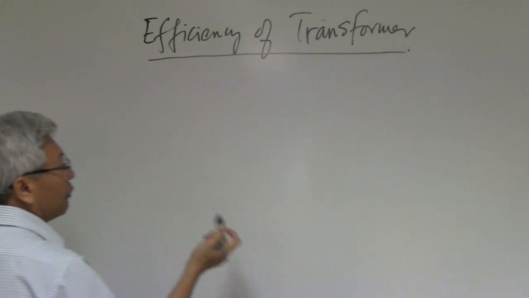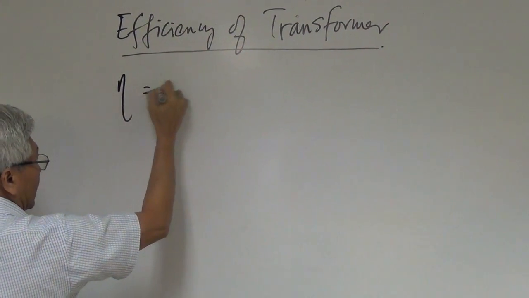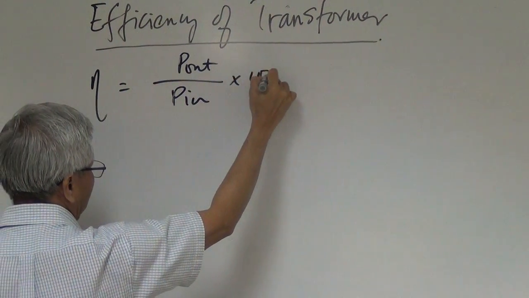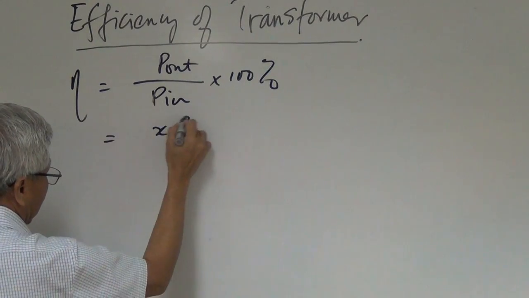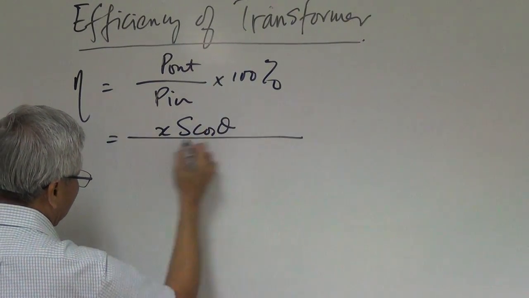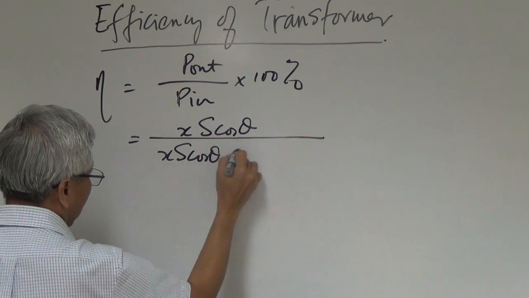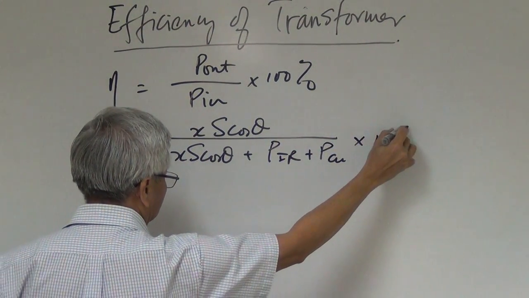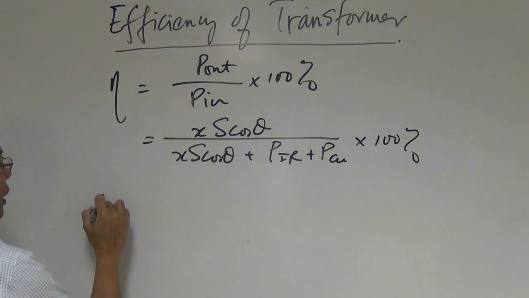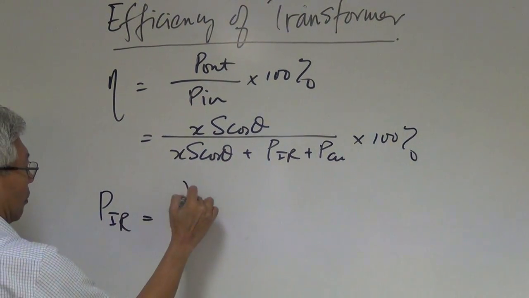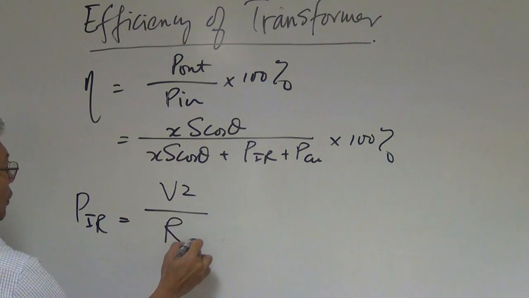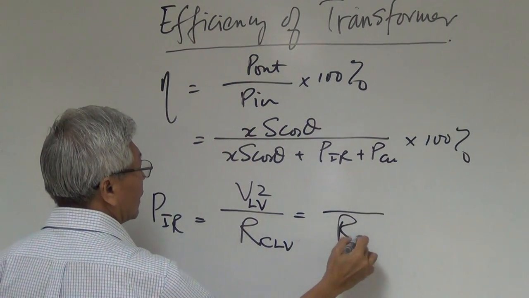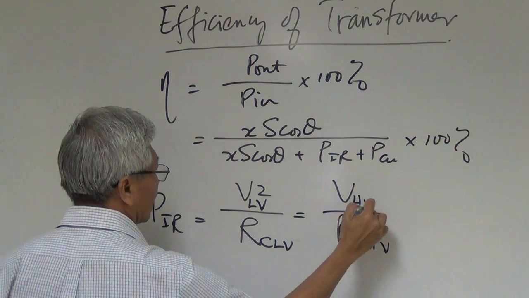Alright, so we understand that the efficiency formula is equal to output divided by input times 100%. Right? And that is equal to xs cosine theta divided by xs cosine theta plus iron loss plus copper loss times 100%. Okay? And still recall iron loss, the best formula is V squared on R. So if you use RCLV, there's VLV. Right? If you use RCHV, VHV.